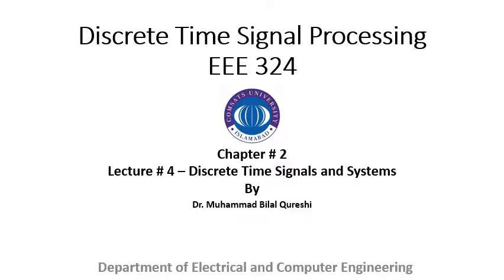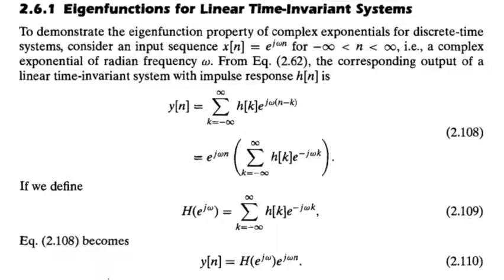So let's get started. In this slide, we will talk about the eigenfunctions for LTI systems, and we will compute the formula for finding the frequency response or the Fourier transform. Here we are considering the input x[n] = e^{jωn}. We want to demonstrate the eigen property of the complex exponential for discrete-time systems, so we consider this as an input. This complex exponential input is the eigenfunction, where omega is the frequency in radians.